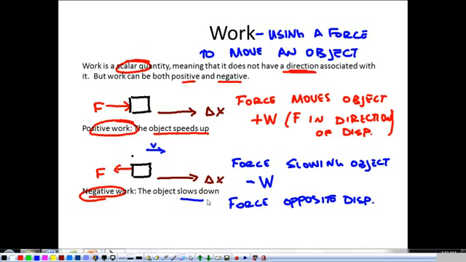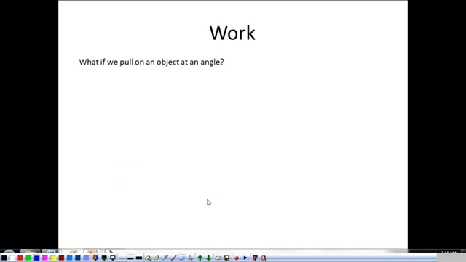Now, we have one more thing to talk about. What if we pull on our object at an angle? Okay, if we pull on our object at an angle, but the object still moves forward this way, we have two pieces of our force to deal with. Okay, we have the part of our force that's in the horizontal direction, and we have the part of our force that's in the vertical direction.